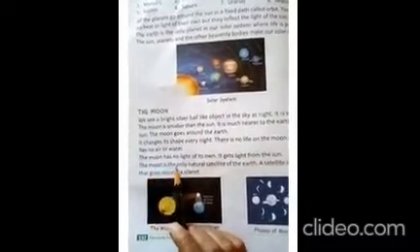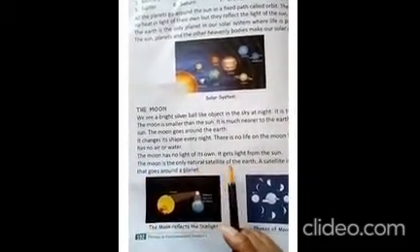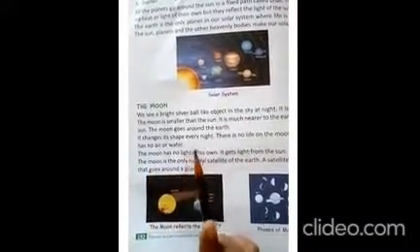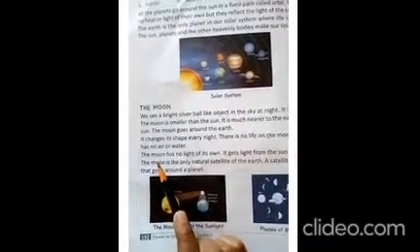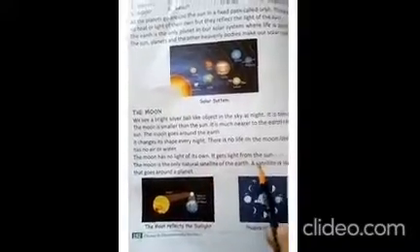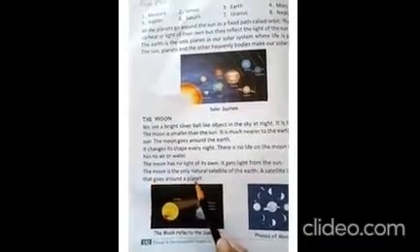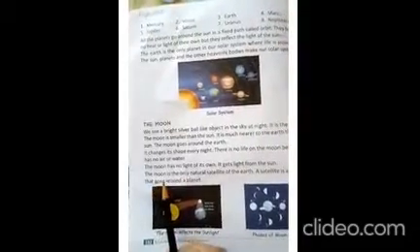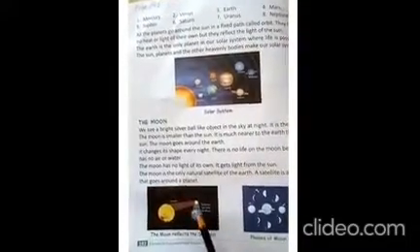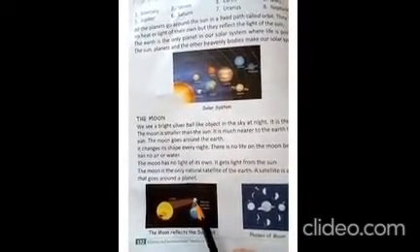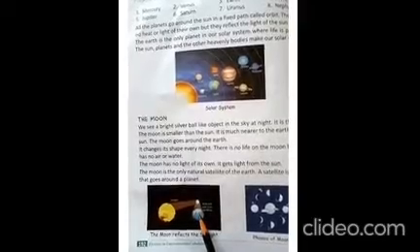The Moon is the only natural satellite of the Earth. You have to remember that Earth has only one satellite, which is the Moon, and it is not man-made. It is a natural satellite. A satellite is an object that goes around a planet. So this is the Sun, this is the Earth, this is the Moon. Moon is the only satellite of the Earth.